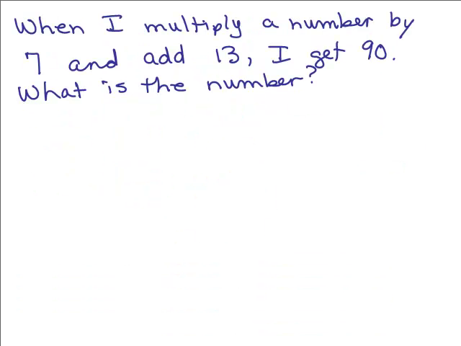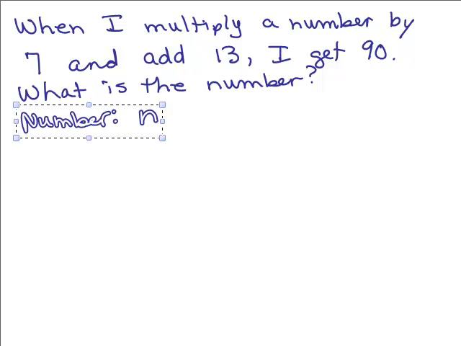All right, this is a bona fide two-step problem. When I multiply a number by 7 and add 13, I get 90. What is the number? Okay, so again, we read through the problem and we see we're looking for a number. So we have to call the number something. Let's call the number n. I'm going to keep that in red.